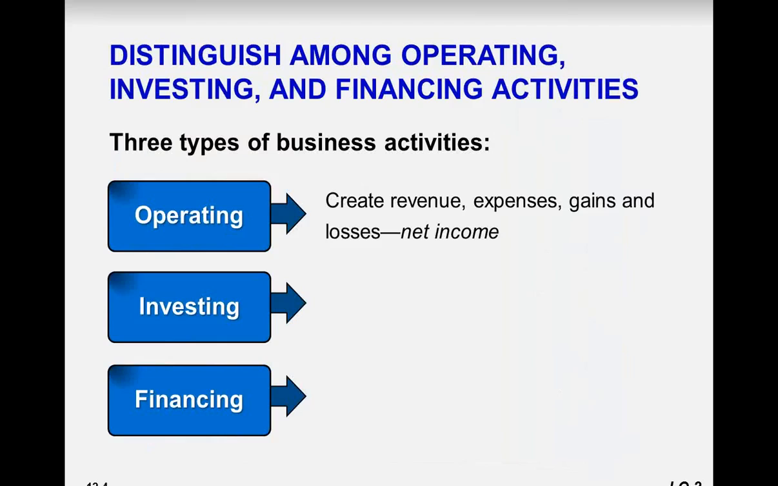So from operating, it's the revenue, expenses, gains, and losses that went into the business. That's your net income, what has created your net income. We will analyze those activities and those accounts to determine what our cash basis of operating income is.